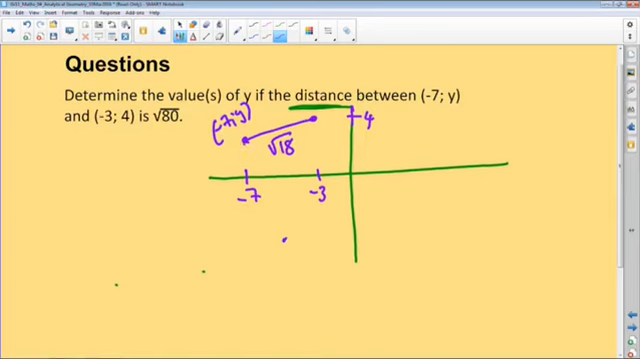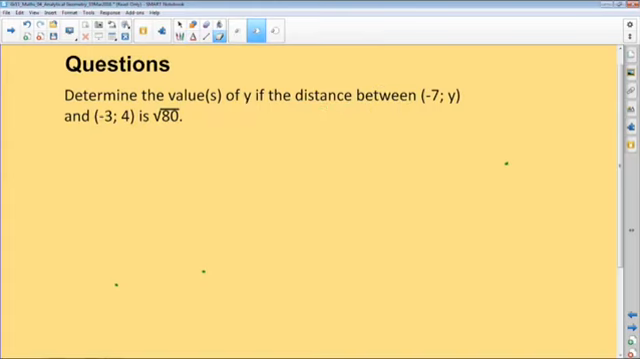Or where is this point? And then y can be, you can draw it down there, but then you've got minus 7 and then y. My picture is very moronic. Let me just erase it. Okay, so you've got minus 7, y and minus 3, 4. The distance is root 80.